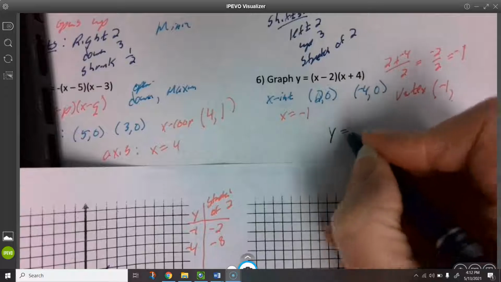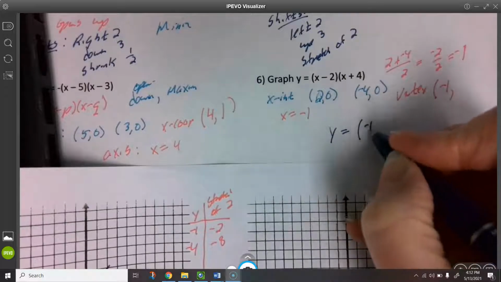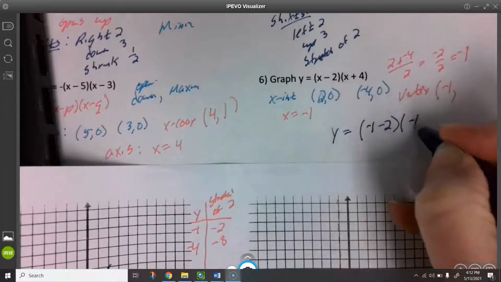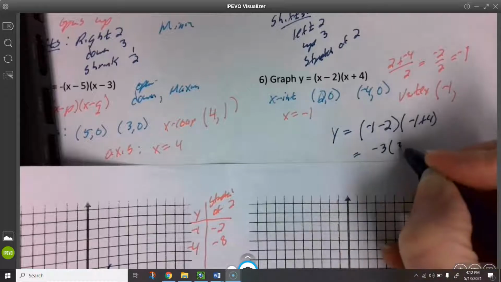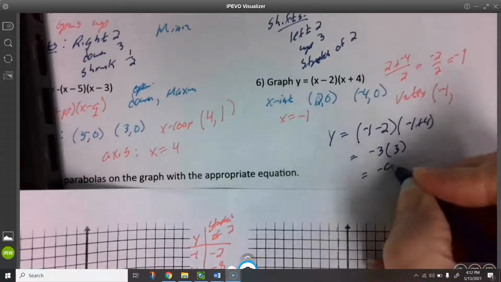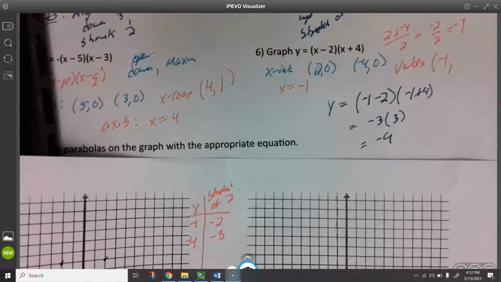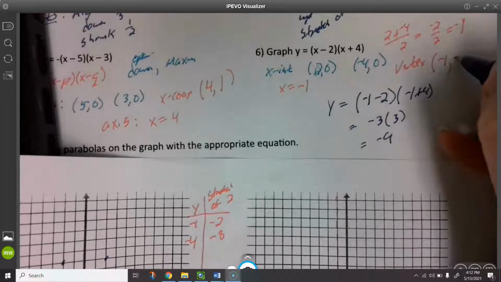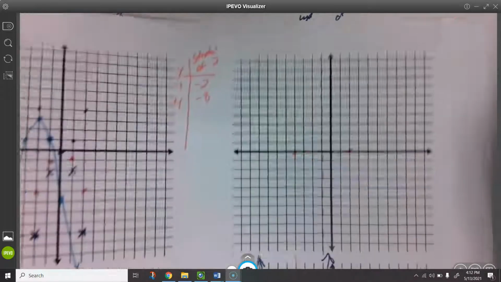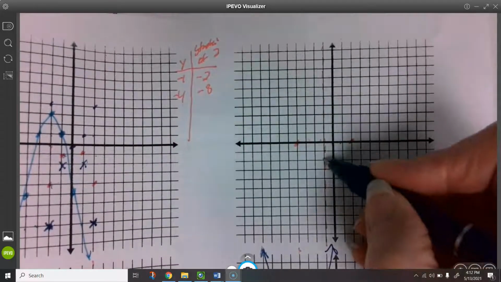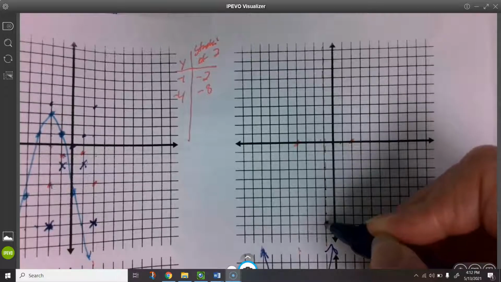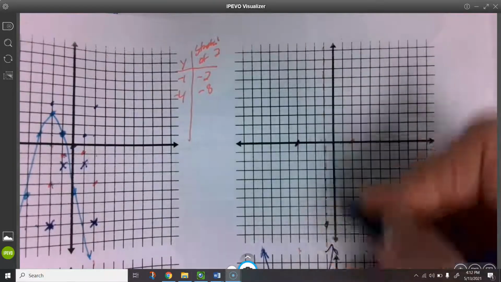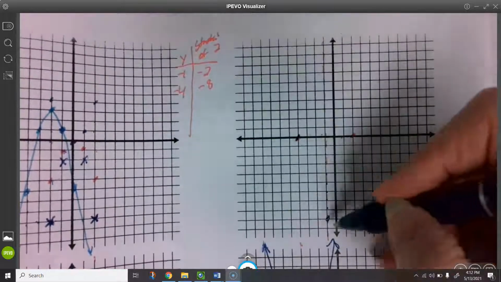So I'm going to take y equals (-1 minus 2) times (-1 plus 4). That gives me a -3 times a 3. That's going to give me a -9. Woo! Barely makes it on our graph. So our vertex is (-1, -9). Here we go, -9: 1, 2, 3, 4, 5, 6, 7, 8, 9. So here's our x-intercepts. Here's our vertex. I'm good with that.